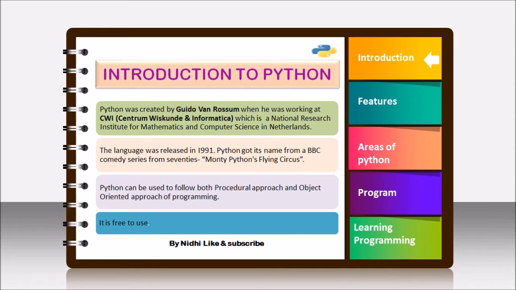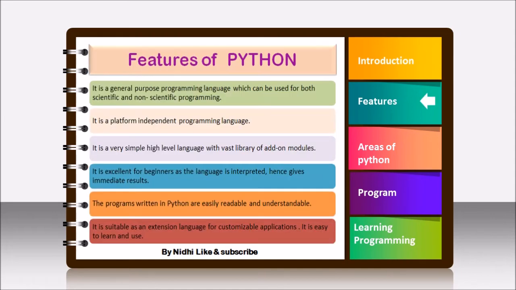Okay, so let's discuss the features of Python. As it is a general purpose programming language, it can be used for scientific and non-scientific programming. Scientific programming includes AI, robotics, and IoT, etc. And non-scientific means for general purpose applications we can write programs in Python. It is a platform independent programming language. Platform independent means it doesn't depend on the machine or type of operating system. It is able to work on any type of operating system or platform.